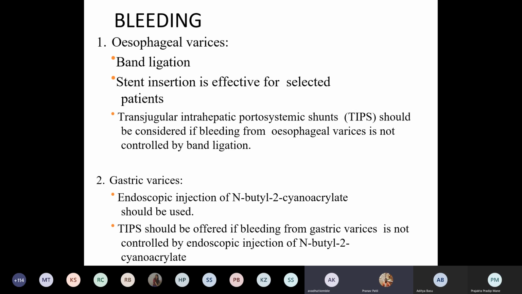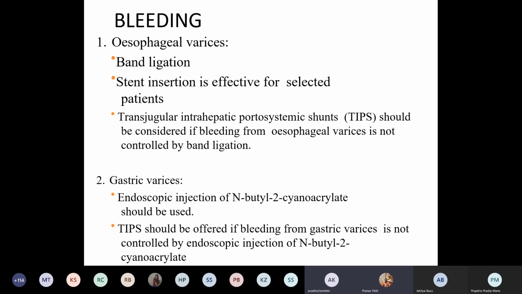Now, stent insertion is effective for selective patients, or transjugular intrahepatic portosystemic shunts are considered if the bleeding from esophageal varices is not controlled by band ligation. Most preferred for gastric varices is endoscopic injection of N-butyl 2-cyanoacrylate. So that one is also commonly used, wherein endoscopic injections are given. Sodium tetradecyl sulfate, 3% STD, is also used.